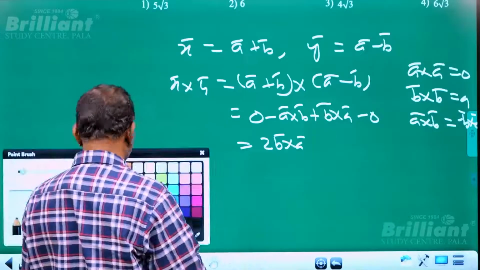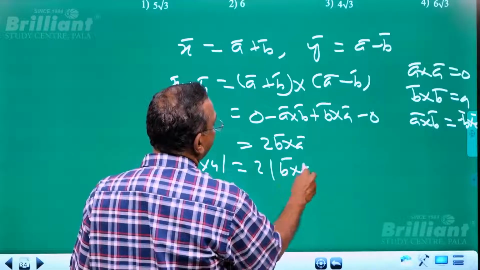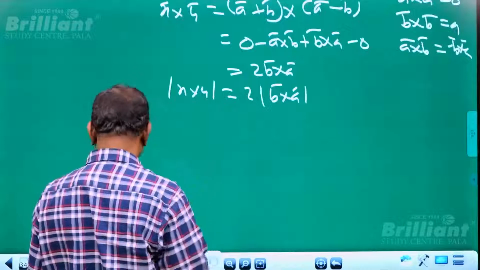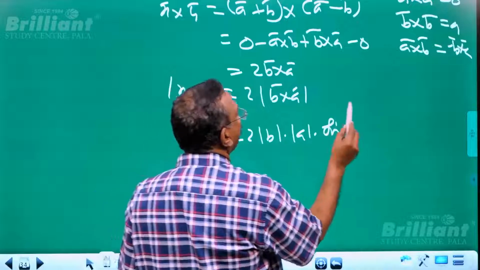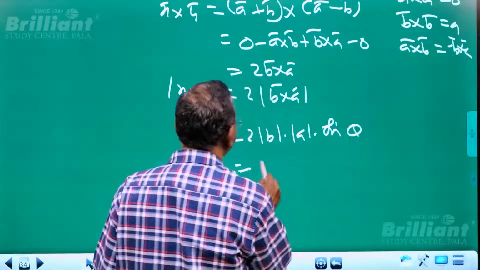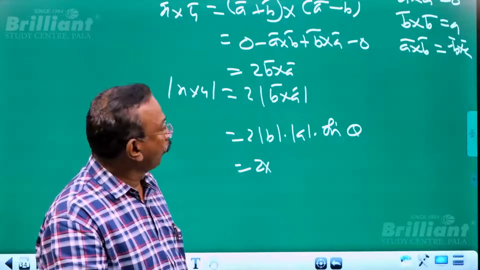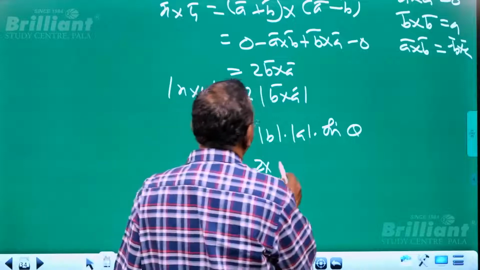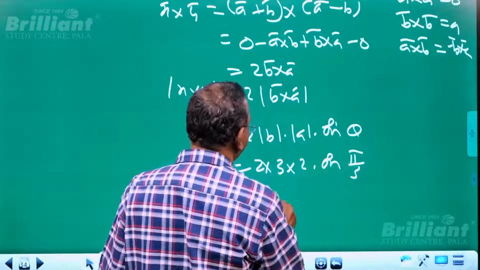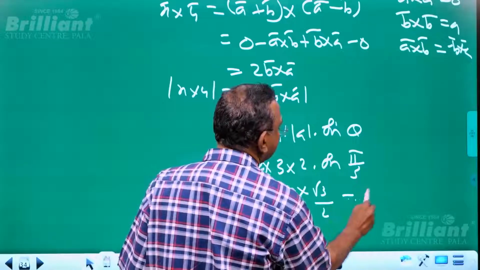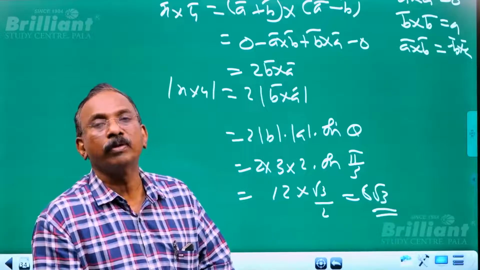Then we want to find the modulus of x cross y, which is equal to 2 into mod of b cross a. This is our requirement. So how to find modulus of b cross a? That's equal to 2 into mod b into mod a into sine theta. So it is equal to 2 into mod b, which is given as 3, and mod a is 2, and theta is equal to pi by 3. Therefore, this is equal to 3 into 2 into sine pi by 3. Sine pi by 3 is root 3 by 2. So 12 into root 3 by 2 is equal to 6 root 3. So this is the requirement and it is given as an option.